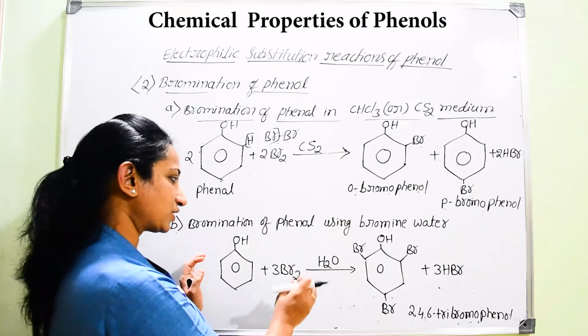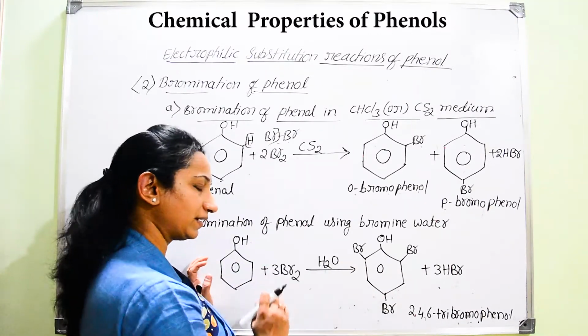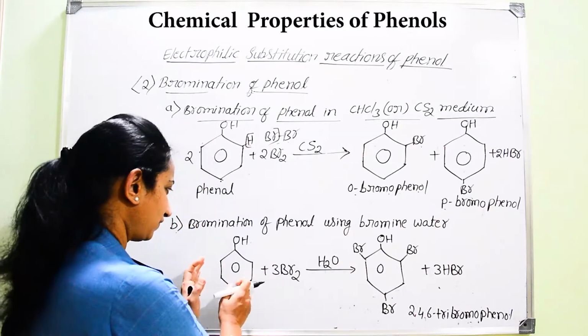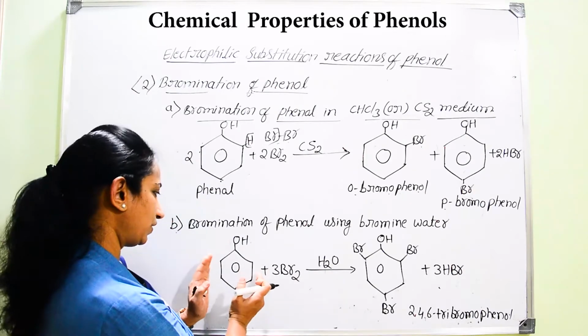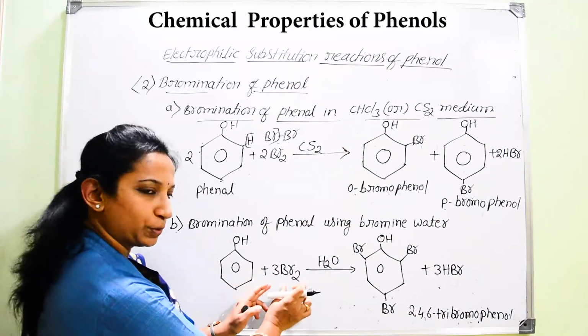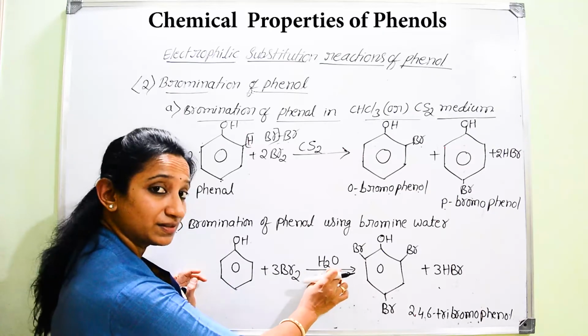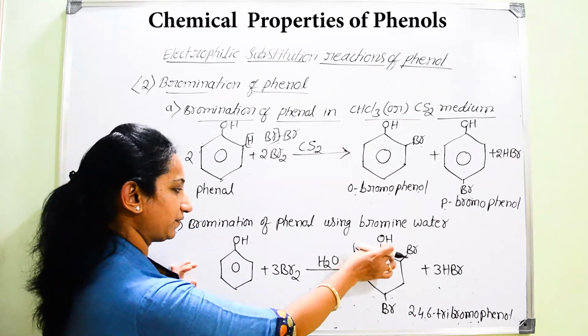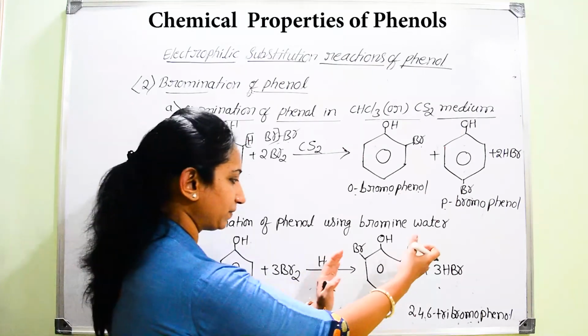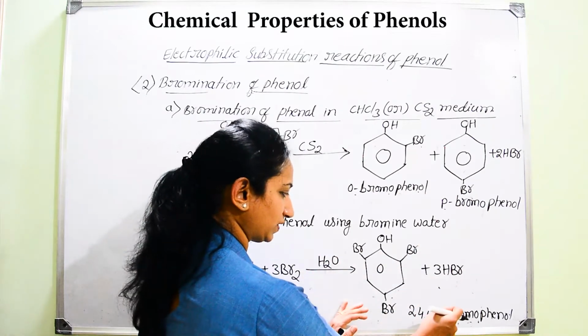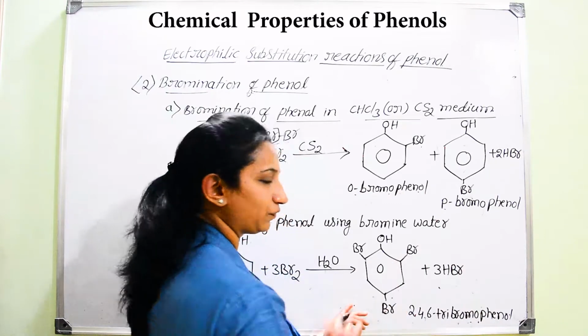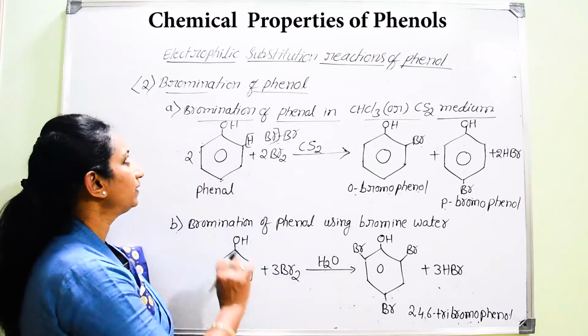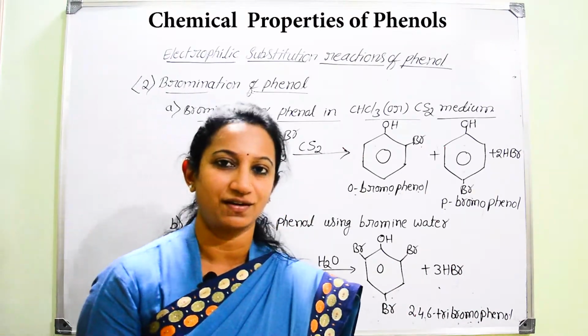In case they ask you to identify the product in the following reaction, if they give a condition like this, here it is phenol and bromine, and what medium is it? Water. So in this aqueous medium, you are going to get a different type of product. Which product is expected? 2,4,6-tribromophenol. So that is regarding bromination of phenol.